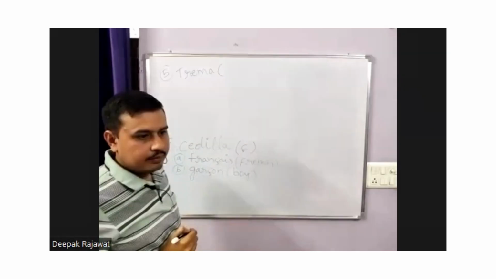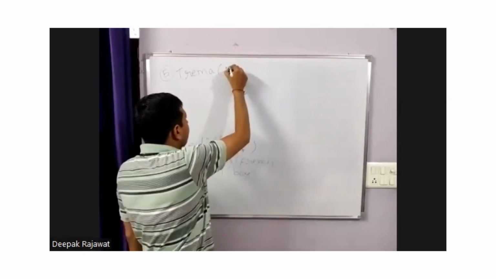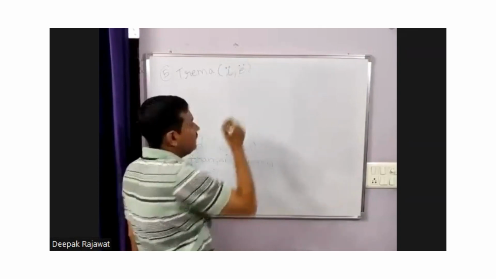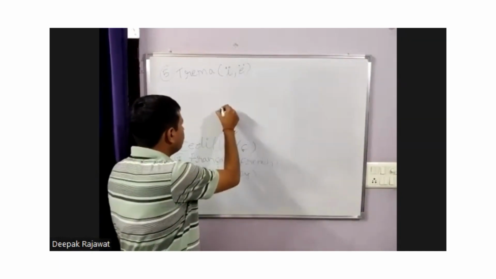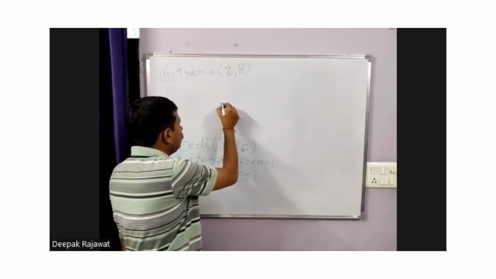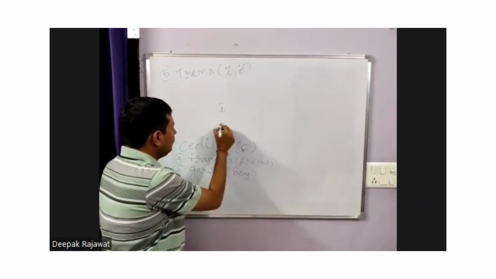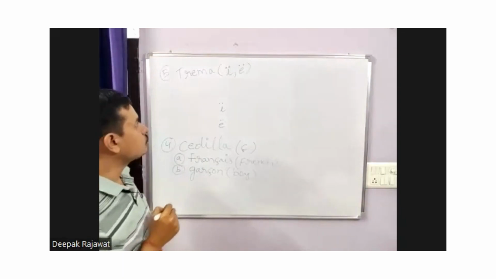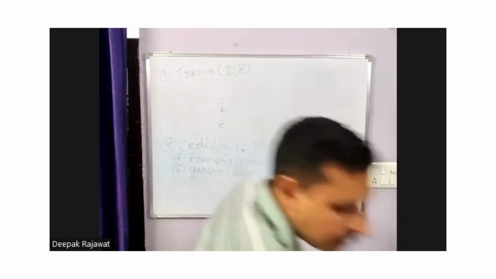Boy. Trema. This is put on I and E. So how we will going to make? We will going to write the letter first of all, then we have to put two dots. E, two dots. This is put on E and I and E.